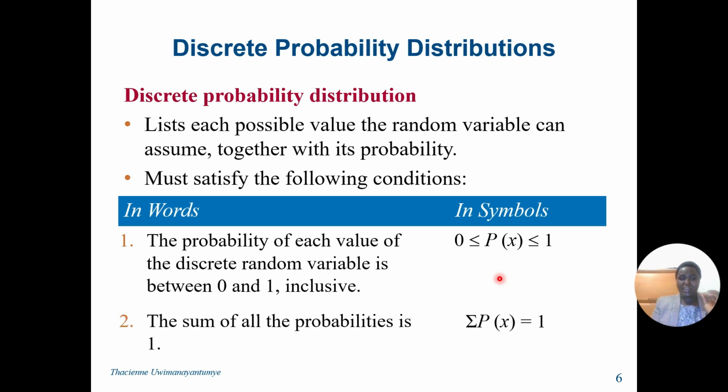And the second one is that the sum of all the probabilities should be equal to 1, or the probabilities have to sum to 1. So these are the two things that everyone needs to know about probability distributions.